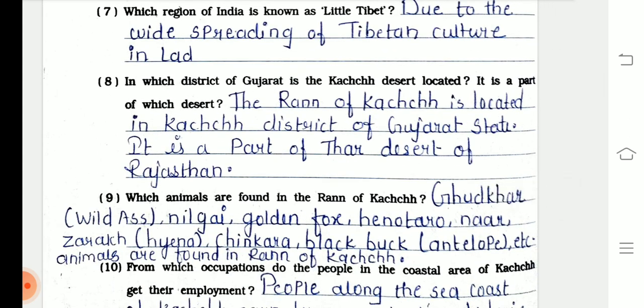In which district of Gujarat is the Kutch Desert located? It is a part of which desert? The Rann of Kutch is located in the Kutch district of Gujarat state. It is a part of the Thar desert of Rajasthan.